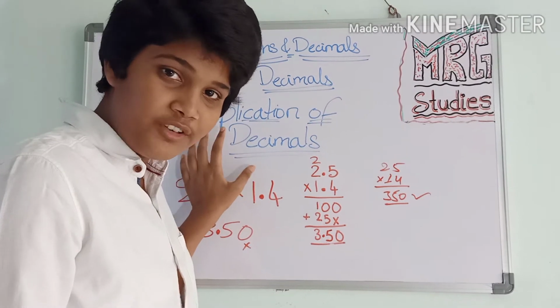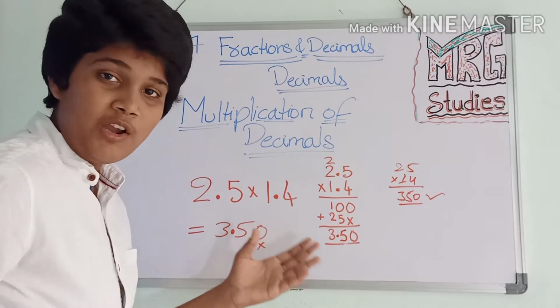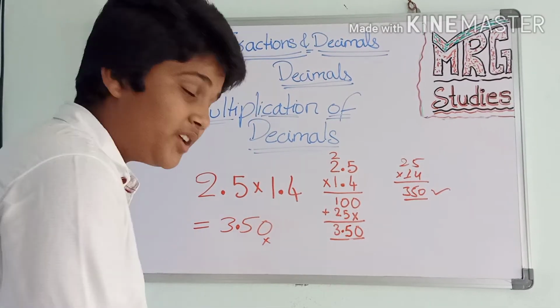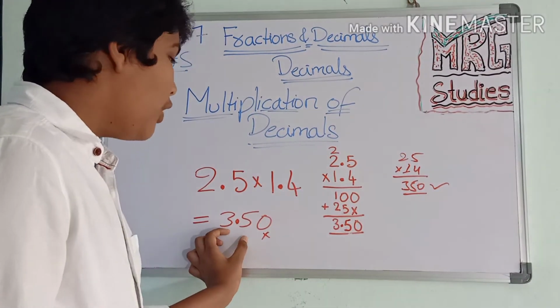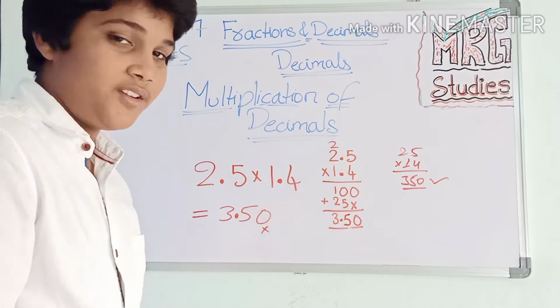Another application of decimals. If you have 2.5 into 1.4, it is equal to 3.50, but here we don't have value for 0, so the answer is 3.5. How do we get 3.5? Let's check it.